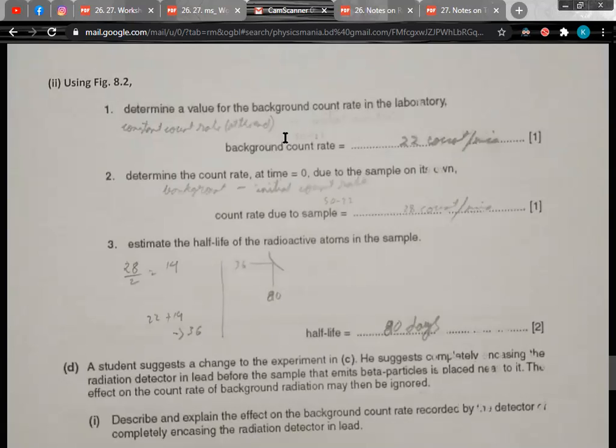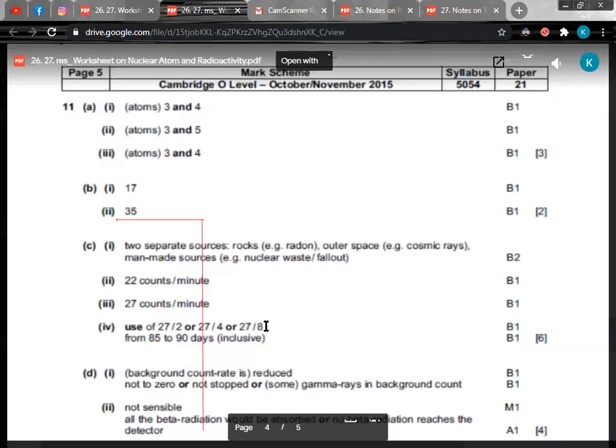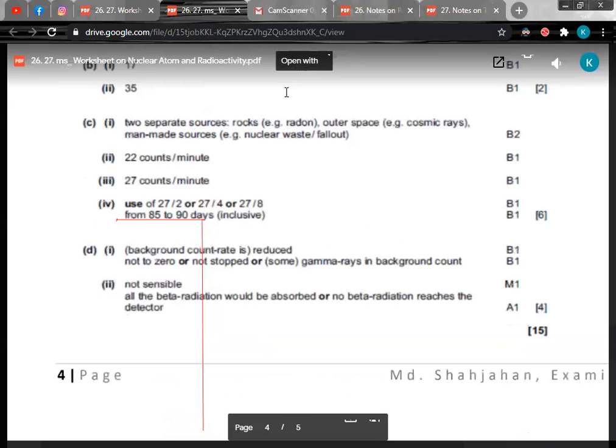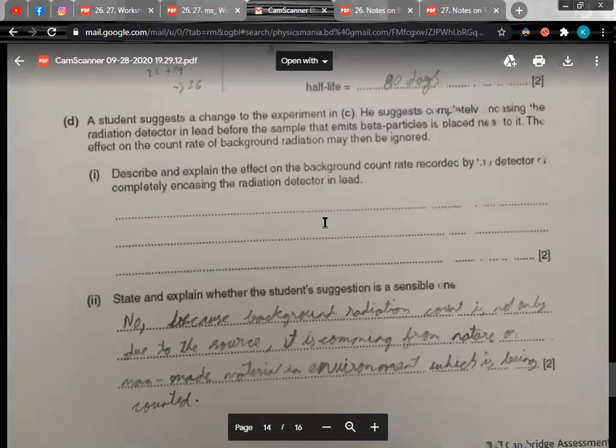So check in the mark scheme. Is it 85 or not? Sir, it says 85 to 90. So it is correct. Then next. And you are showing the working also, right? Yes, sir. Next.